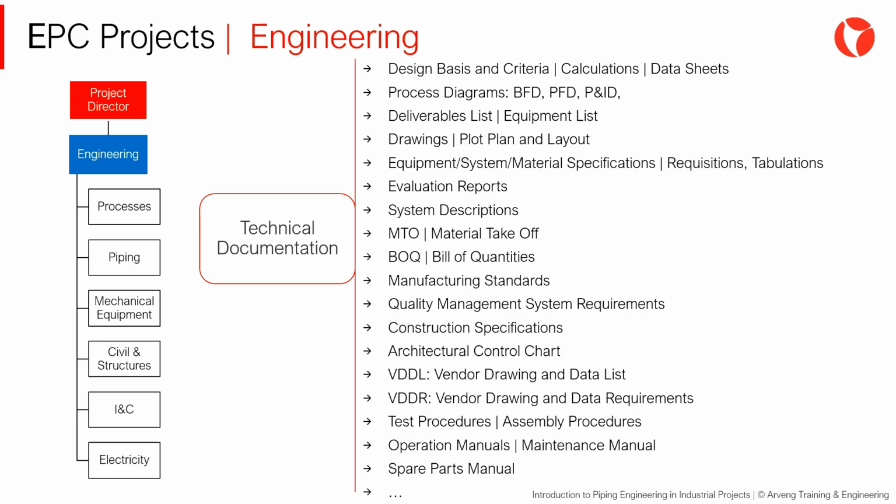This extensive documentation ranges from general process diagrams such as BFDs or detailed ones such as P&IDs to drawings and supplier lists or spare parts manuals. Of course, a document management system is essential to have efficient and effective traceability.